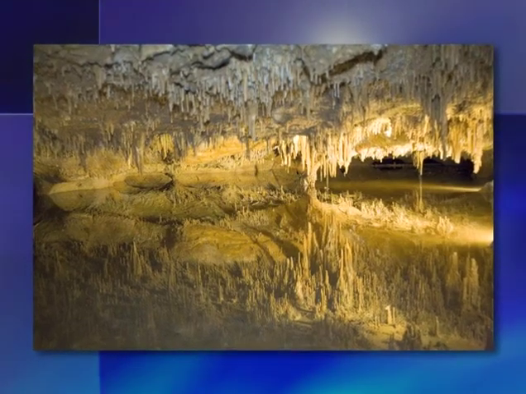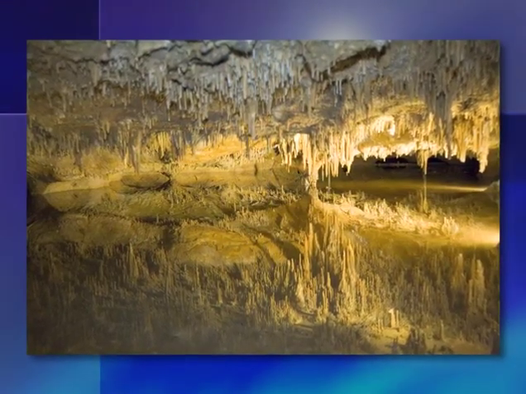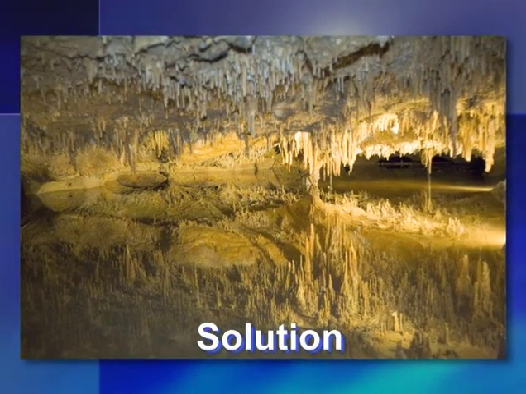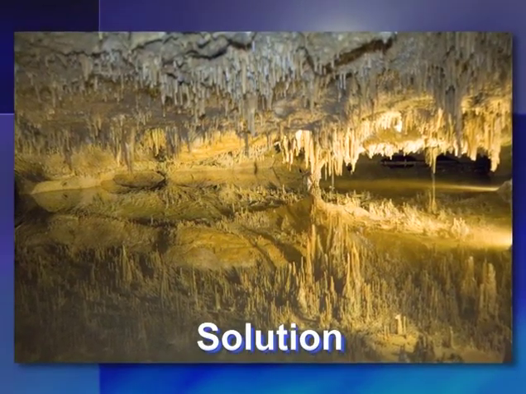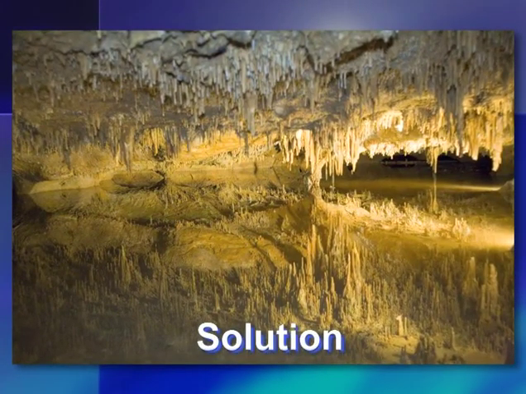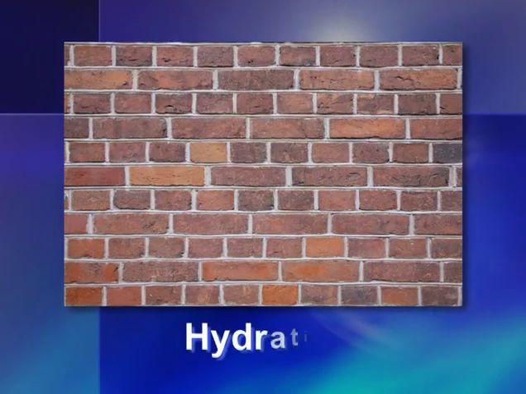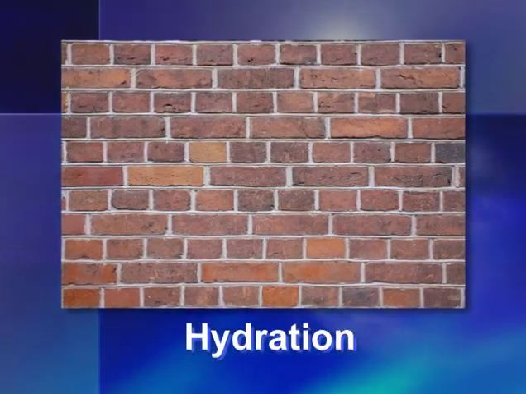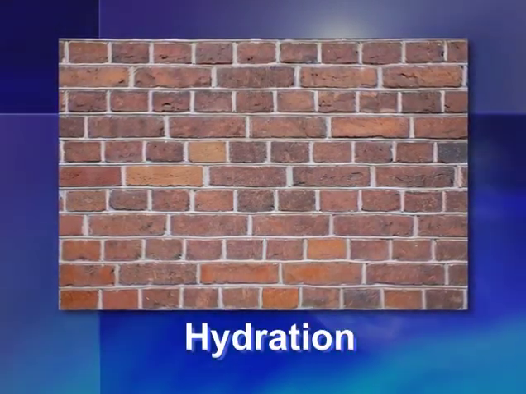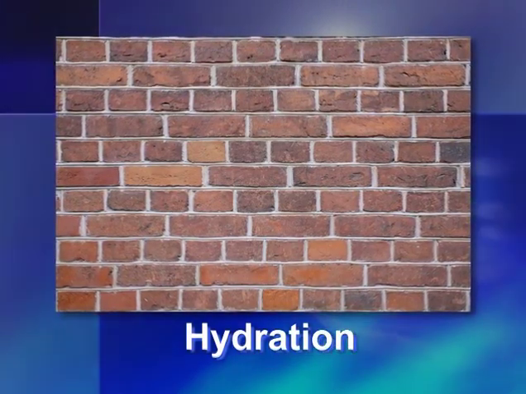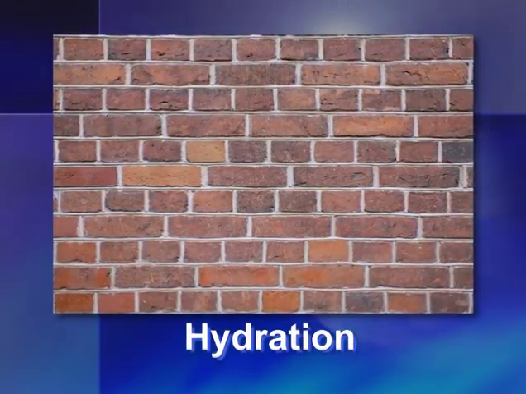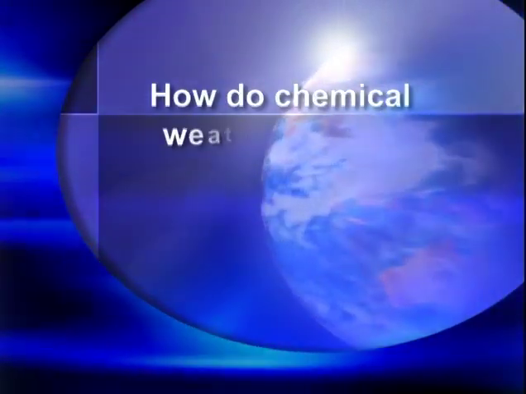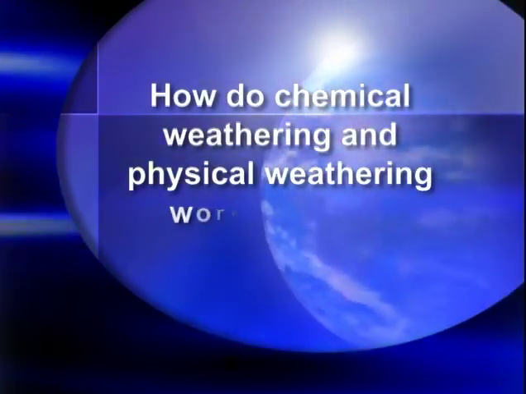Other kinds of chemical weathering include solution and hydration. Solution occurs when rocks simply dissolve in water. A good example of solution weathering is cave formation in areas with a lot of limestone. Hydration occurs when water bonds to the minerals in the rock, causing it to expand. An example of this would be the mortar that is used to build buildings. How do chemical weathering and physical weathering work together?